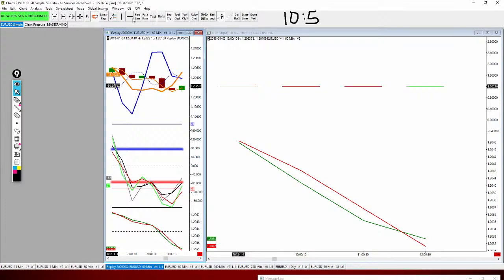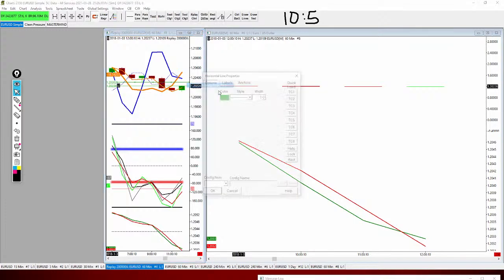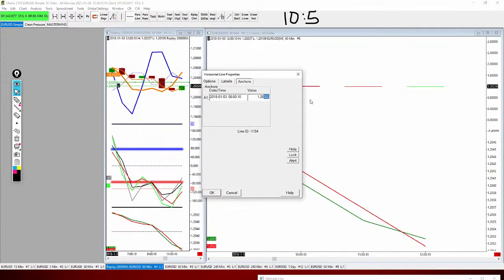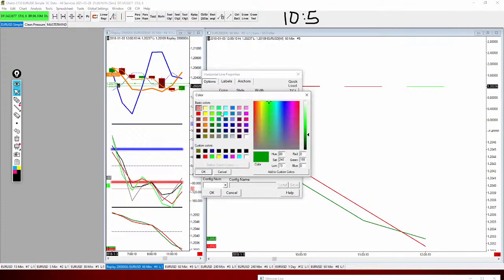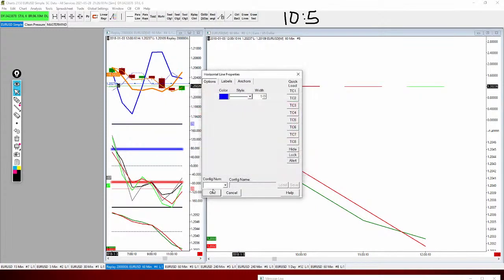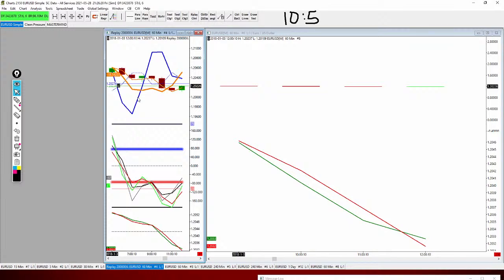All right, so right here, and we'll use this as our last example. 1.20226 would be our entry. So our take profit would be 1.20276. And that's going to be our blue line. And our red line, our stop loss, would be 1.20126.